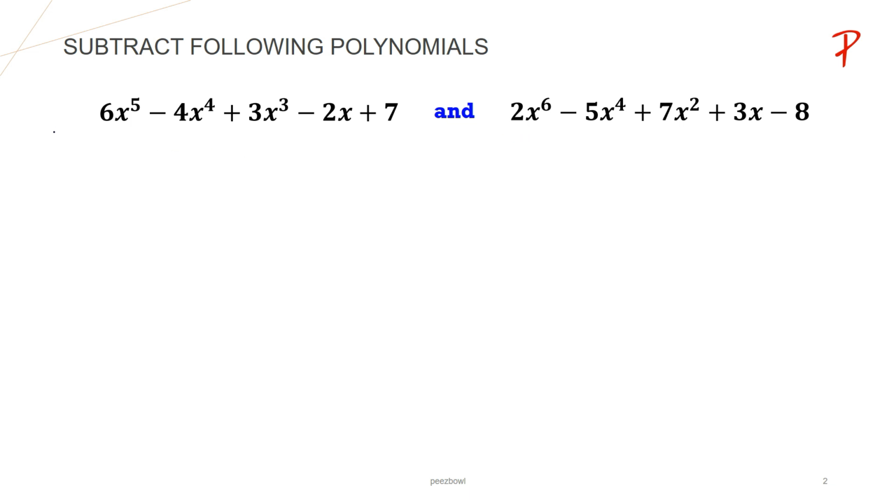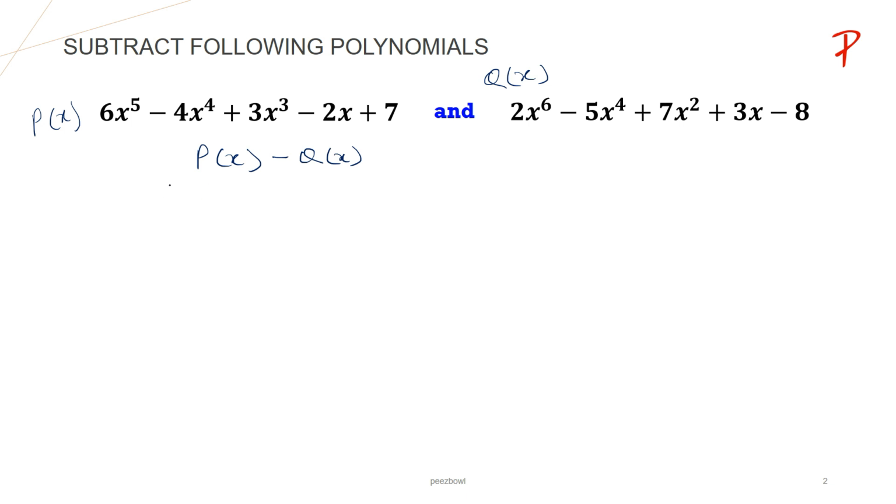So let us say the first polynomial is p(x) and the second polynomial is q(x). So we have to perform p(x) minus q(x), right? Okay, so for the first step I have to write the expression for subtraction. So this is how we are going to do it.